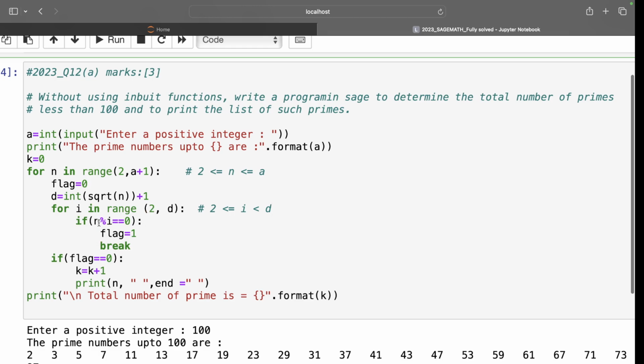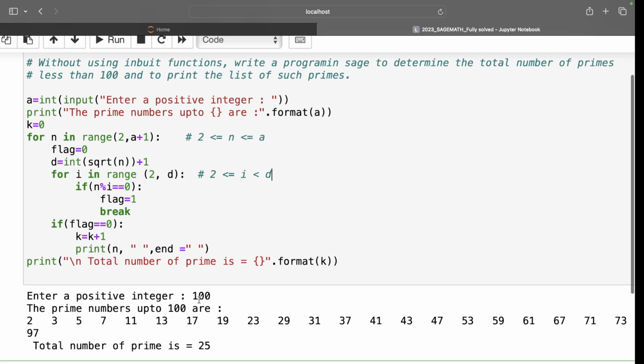If n modulo i equals 0, that is, n is divisible by i, then flag equals 1. Flag 1 means non-prime. If flag equal to 0, k equal to k plus 1, and print n. Actually, this n is a prime number, and the total number of primes is counted in this format, k. K is the total number of prime numbers.